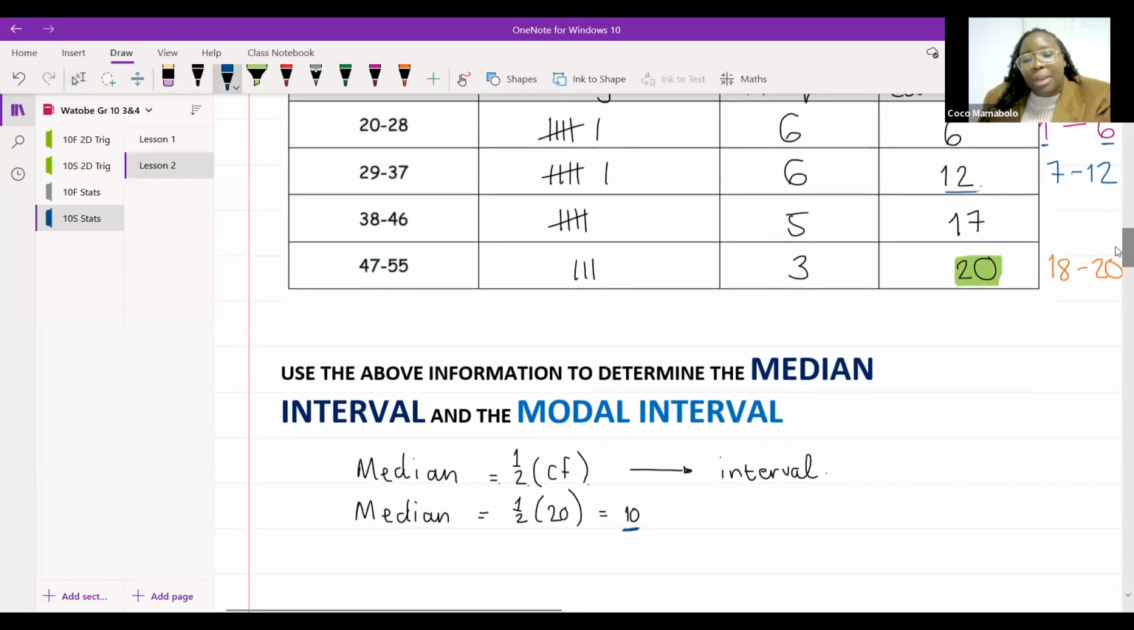Good, Pascal. But from 29 to where? Remember, it's not just 29. Good. It's a whole interval. So my median interval would fall between 29 and 37.